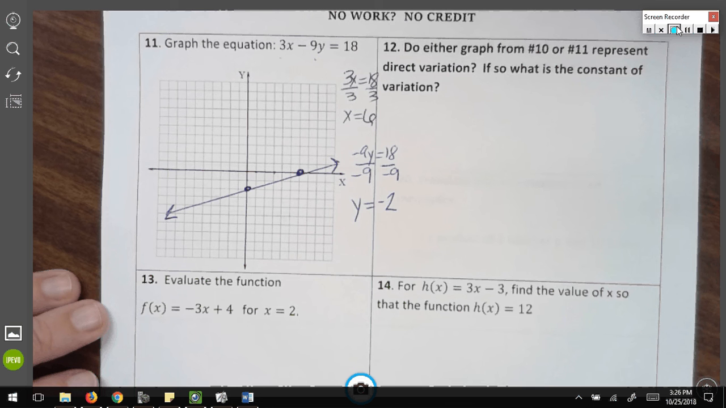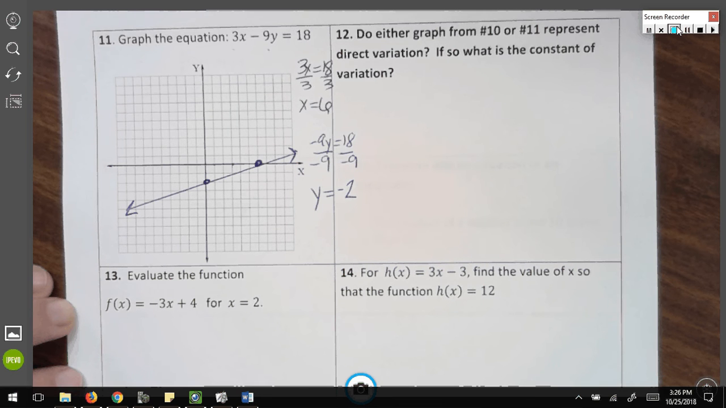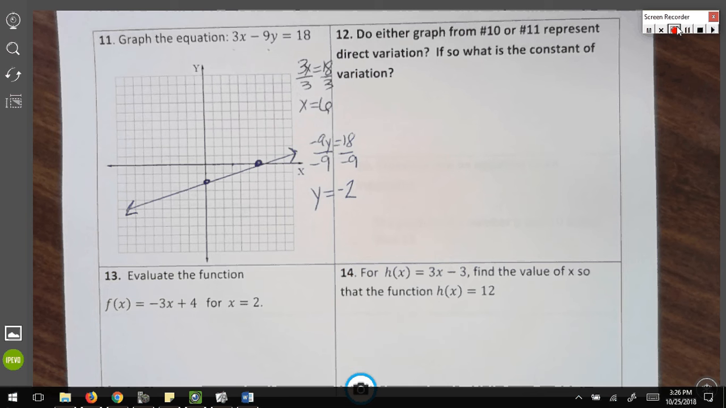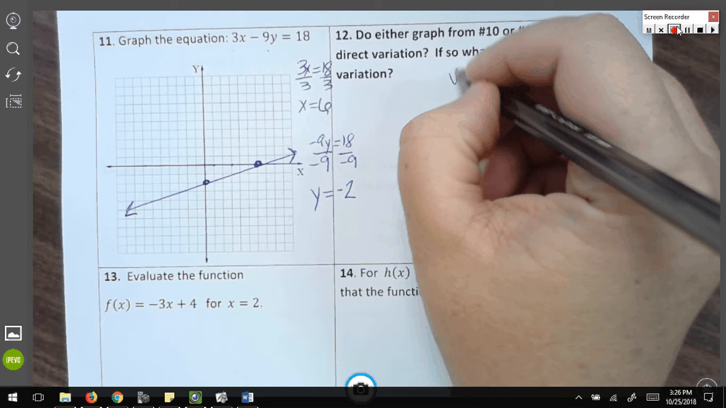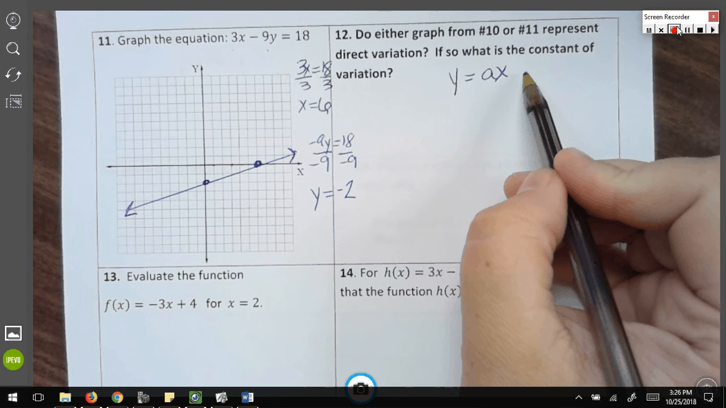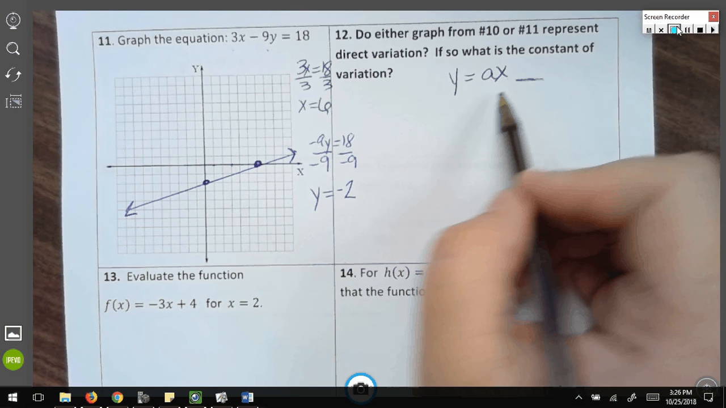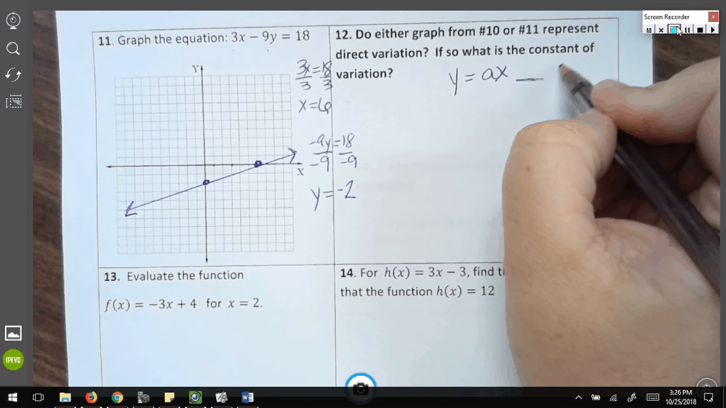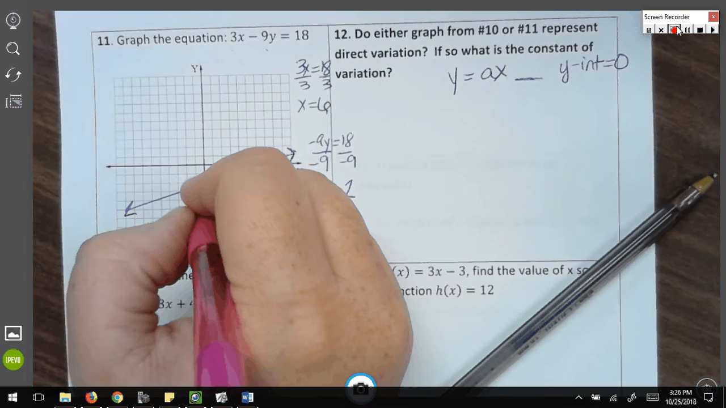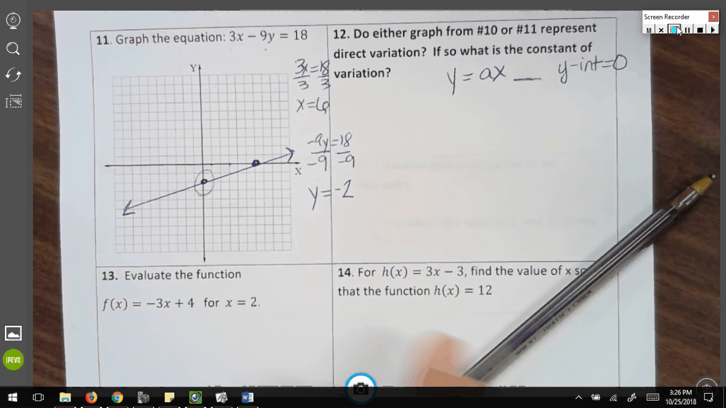All right, so number 12 asks us to look at number 11 and number 10 that came before and see if either one of them represents direct variation, okay? So before I show you that, let's recall that direct variation means it's in the form y equals ax, okay? You can't have anything else over here, right? It can only be a number times x, which means that my y-intercept has to be 0. Well, you can look at this equation here and tell the y-intercept is not 0. In fact, it's negative 2. That one can't show direct variation, okay?